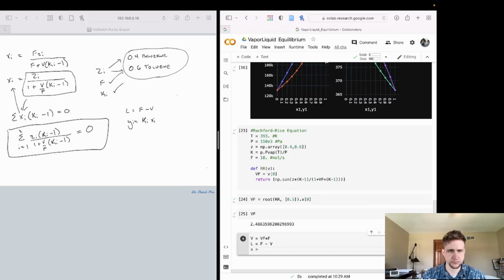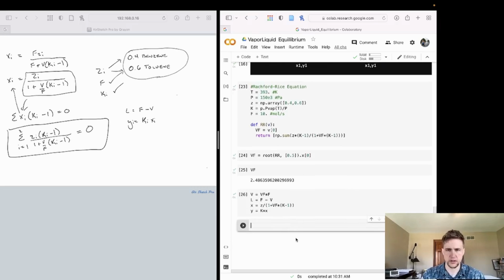Our X, the composition in the liquid phase, the mole fraction in the liquid phase, is going to be Z divided by 1 plus VF times K minus 1. And then our y is just equal to our K times our x.